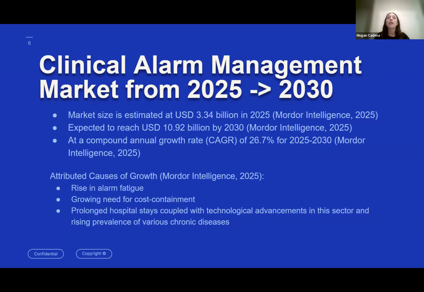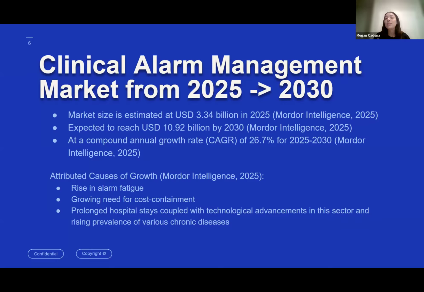Just looking at the market size right now in USD, the market is around $3 billion for medical devices that have alarm management systems. It's expected to grow to about $11 billion by 2030. And if you're really into the financial market landscape, then you might be very comfortable with compound annual growth rates.